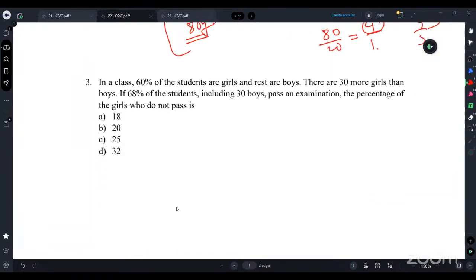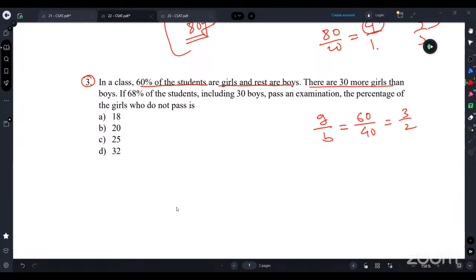Let's see third question, guys. In a class, 60% of students are girls and rest are boys. Let's say now what they are saying is girls are 60% and boys are 40%. So in the ratio of 60 by 40, that will be 3 by 2, right?